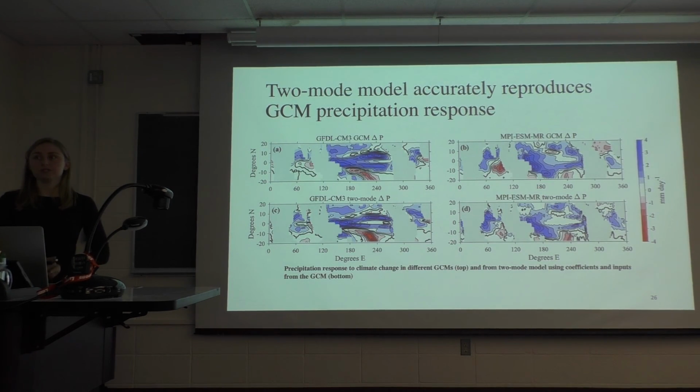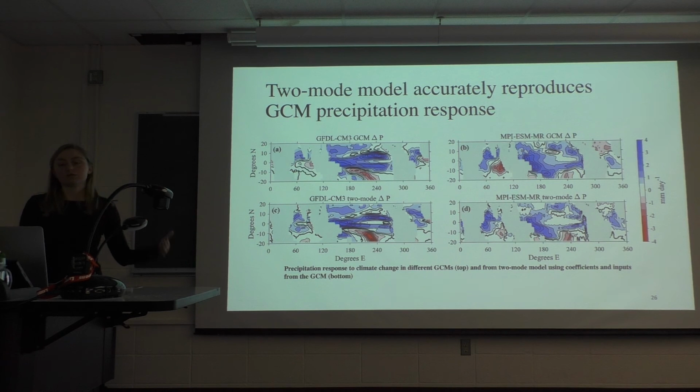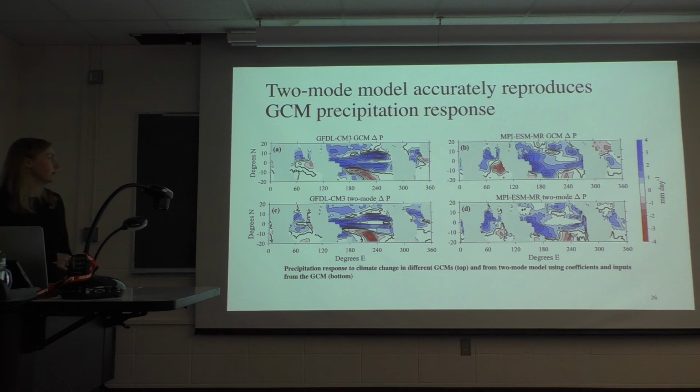So here are those two GCMs that I had in the introduction, the GFDL model and the MPI model. And these are chosen because their precipitation patterns are so different. And so the top row here shows the precipitation response to climate change just straight out of the GCM. And again, I'm defining climate change as the difference between the end of the 21st century under RCP 8.5 conditions and the end of the 20th century under historical conditions. So here's what that looks like if you just spit it out of the GCM. And here's what the two-mode model estimate of that precipitation looks like.